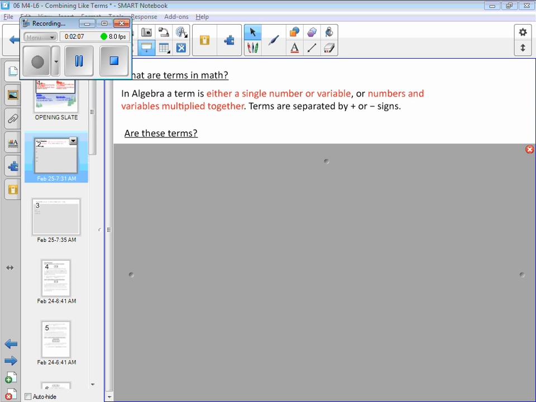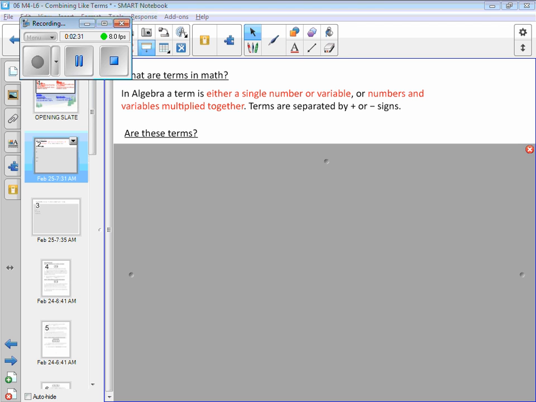Negative 38 is a term. Yes. Negative 12.5 is a term. Yes. And it doesn't have to be just integers either. It can be rational numbers. What about 1/4? Yes. It can also include variables. What about x? Yes. What about y? Yes. What about z? Yes.